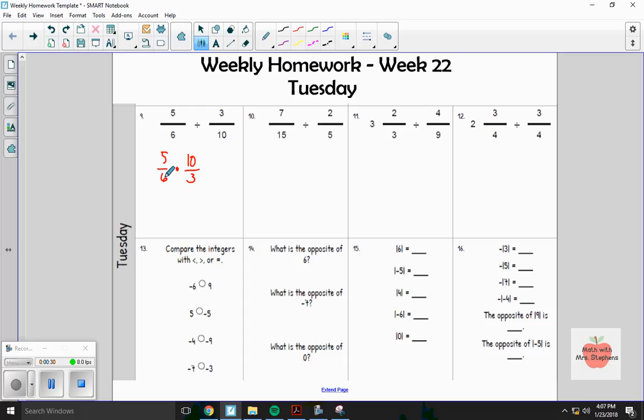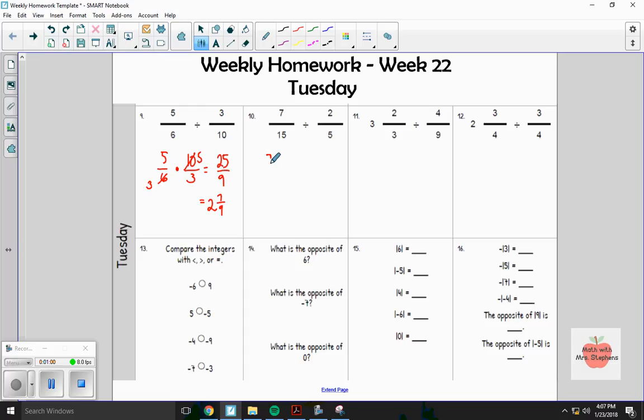I notice the 6 and the 10 have a common factor of 2. So 6 divided by 2 is 3, 10 divided by 2 is 5. Now multiply straight across. That is an improper fraction. 9 divides into 25 how many times? 2 times, with 7 left over. 2 and 7/9 is your final answer.